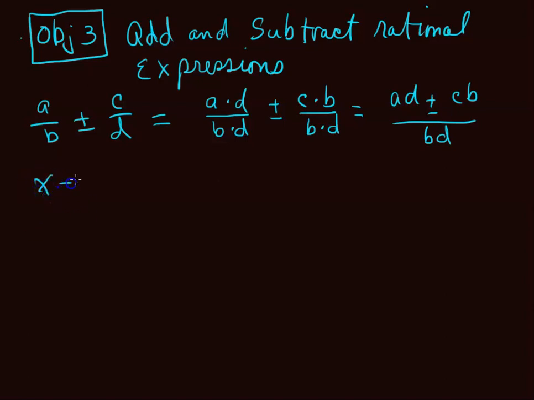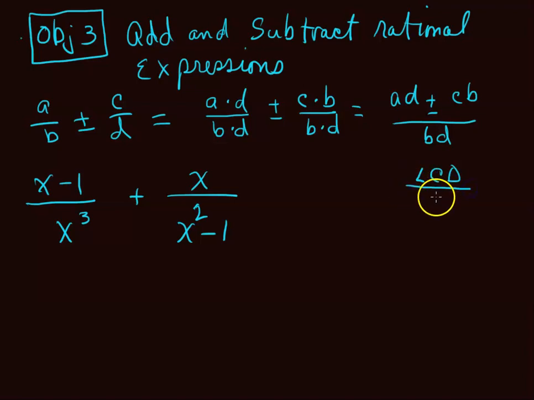Suppose we have x minus 1 over x cubed, and we're adding x over x squared minus 1. Well, the first thing, and I'll probably ask this on a test, what is the least common denominator? The least common multiple is the same idea.